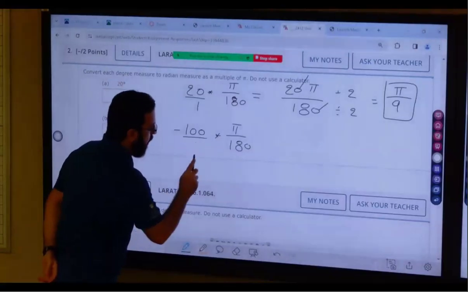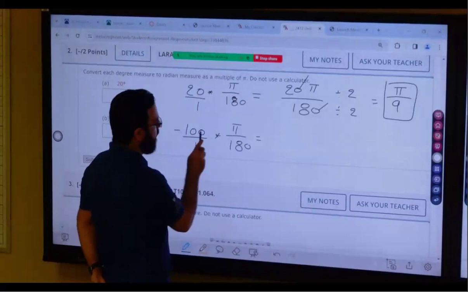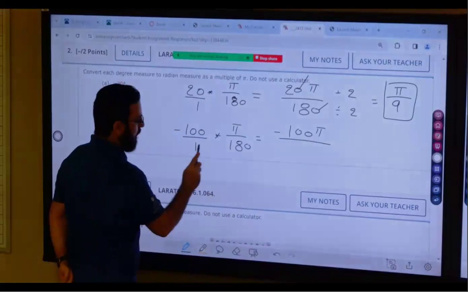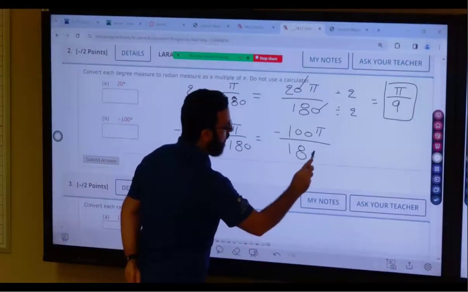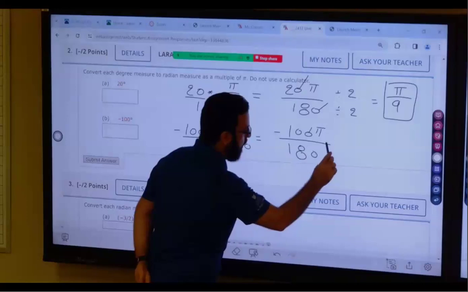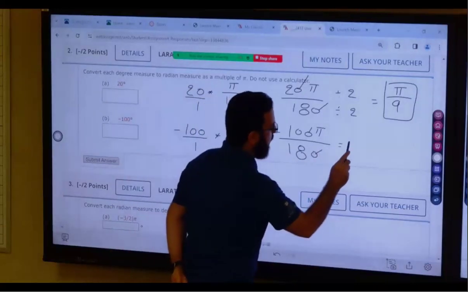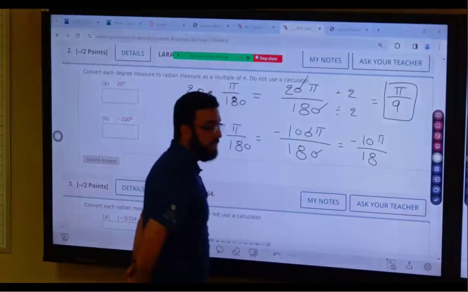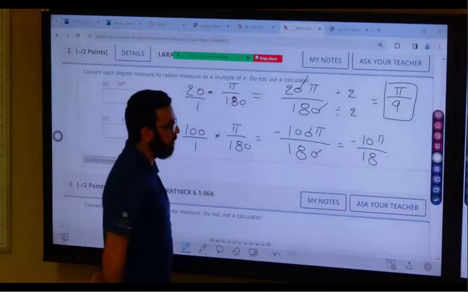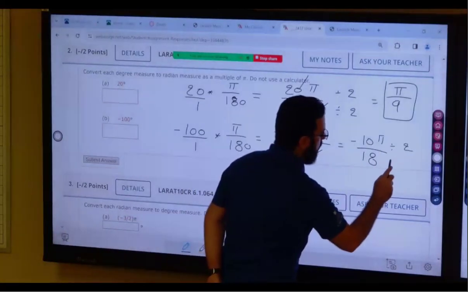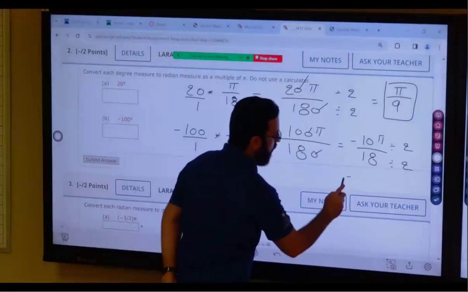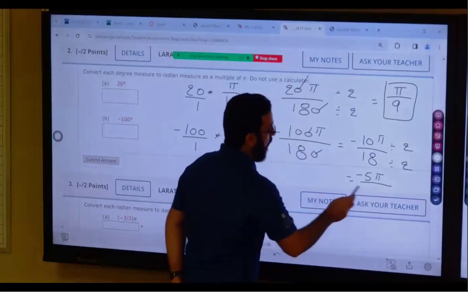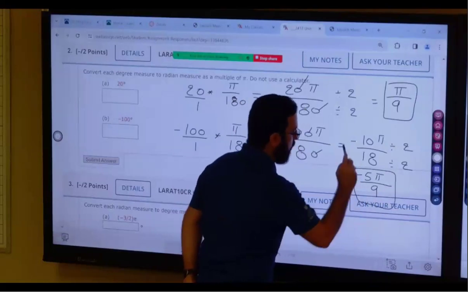I'm going to do the same thing. This is over 1. So it's going to be negative 100 times pi, negative 100 pi, over 1 times 180. Can I cancel this 0 with this one? Now what's left? Negative 10 pi divided by 18. Can I simplify it? Yes, divide both by 2. Negative 10 divided by 2 is 5, so negative 5 pi over 9. Okay, that's it. This is the radian mode.